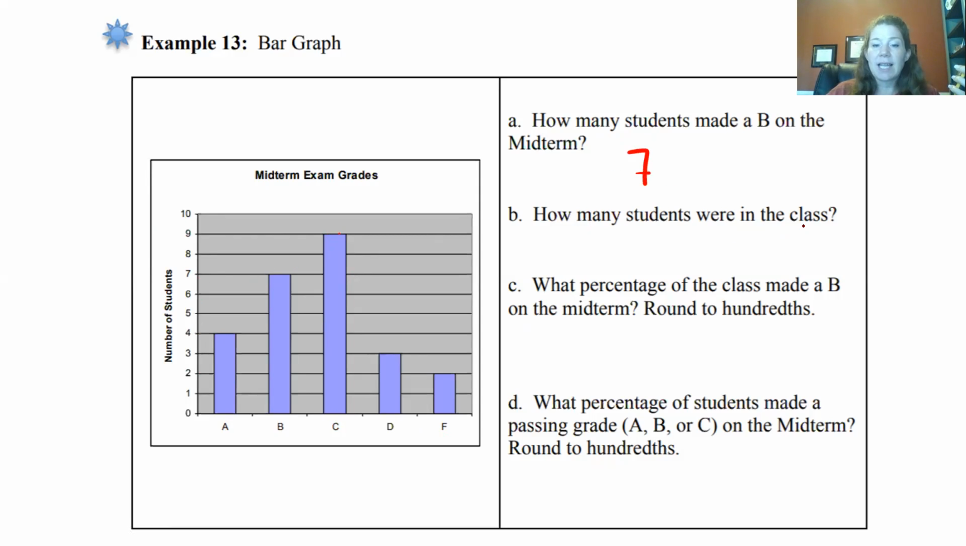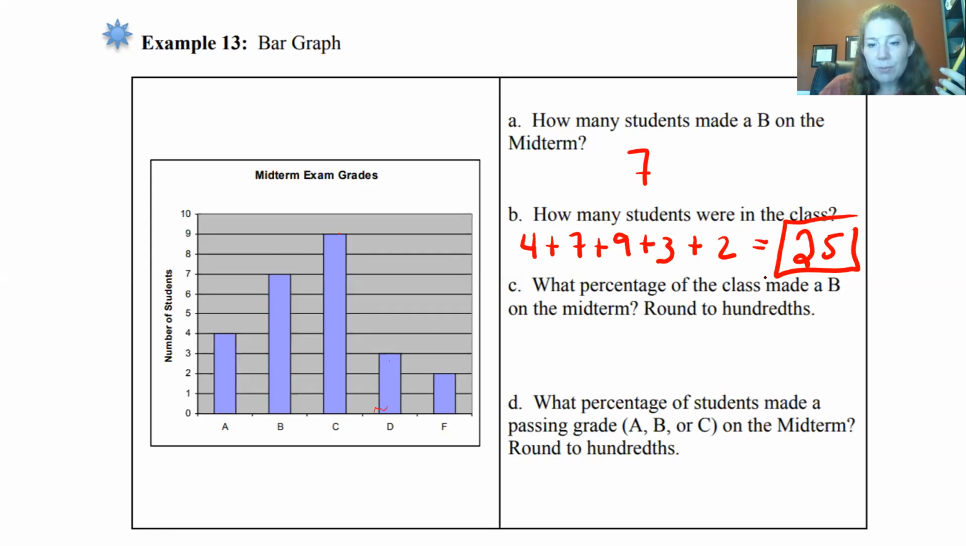How many students were in the class? Well, how many students made an A? 4. How many students made a B? 7. How many made a C? 9. How many made a D? That would be 3. And unfortunately, 2 people failed. So how many students is that? 7, 8, 9, 10, 11, 20, 23, 25. 25 students.